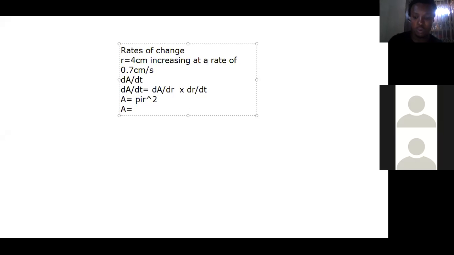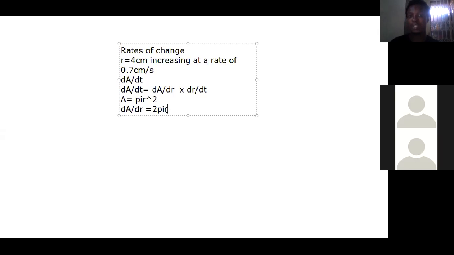So when we are differentiating the A with respect to the r, what are you going to get? I want to get 2 pi r, right? That's what we are going to get. Now we have our dA over dr. But you know that the r, we are given r to be what? 4 cm.